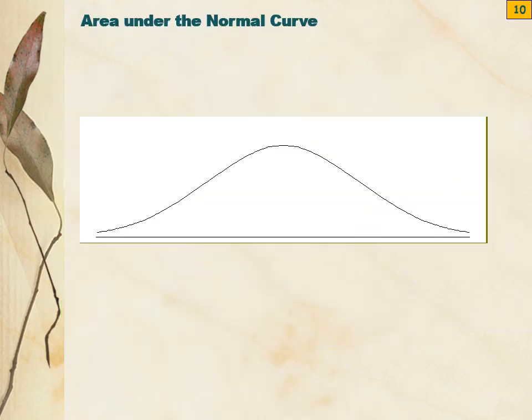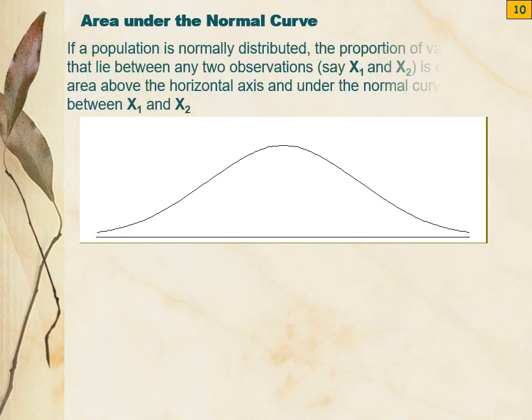Slide number 10. Area under the normal curve. For a normal population, the proportion or percentage of values that lie between any two observations, say x1 and x2, is equal to the area above the horizontal axis under the normal curve lying between x1 and x2.